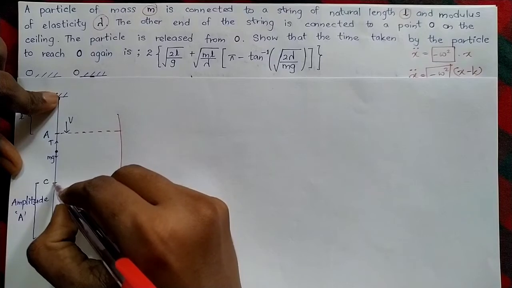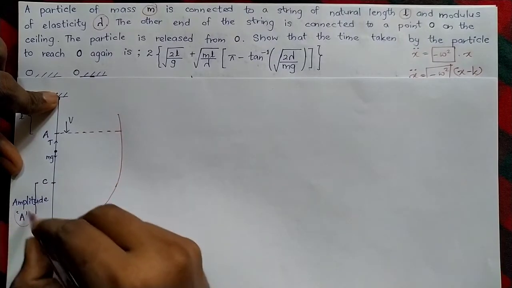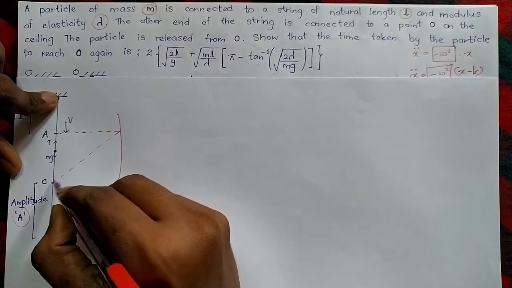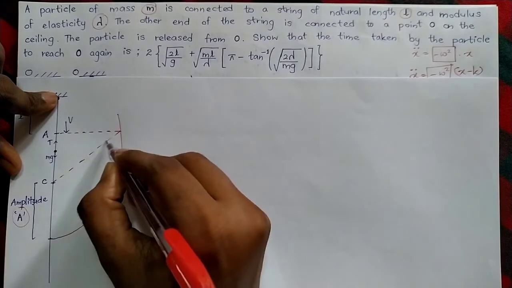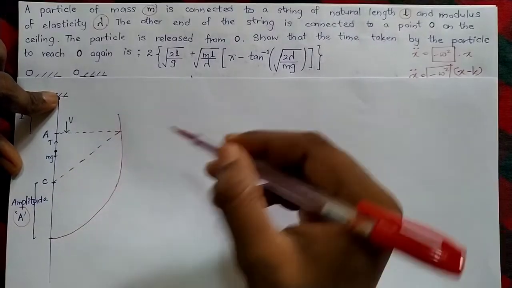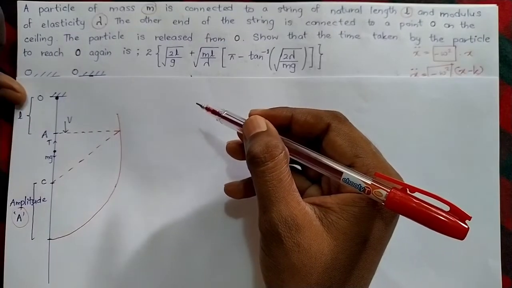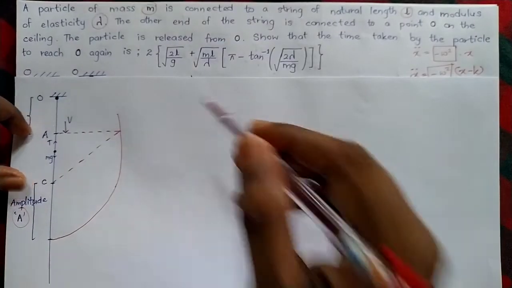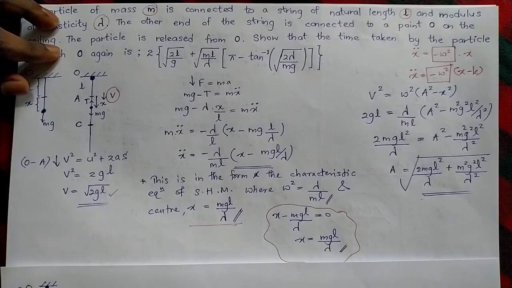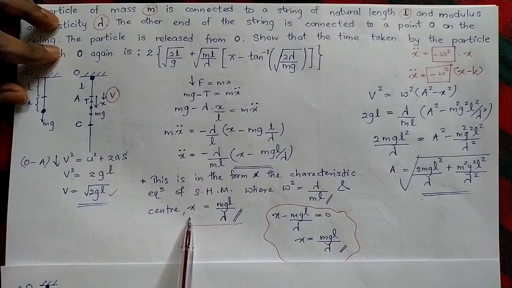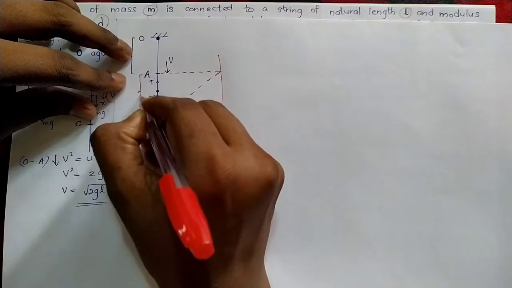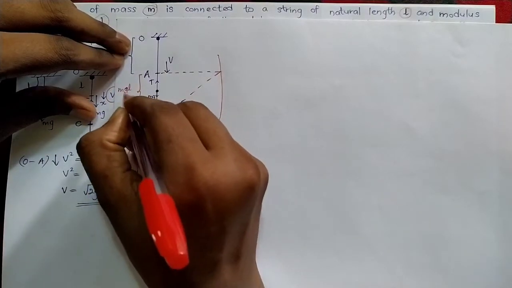This is the center. Then center to this is the amplitude, and similar to that here also we have an amplitude, center to circumference. These two are like two radii of this arc or sector. This is the x that we calculated here. We calculated the center of simple harmonic motion x as mgl over lambda, that is equivalent to this mgl over lambda.